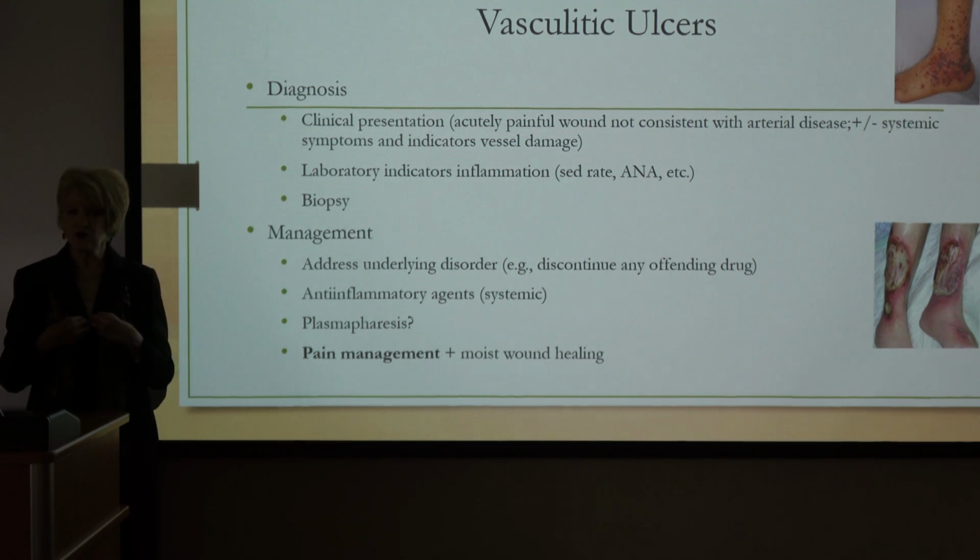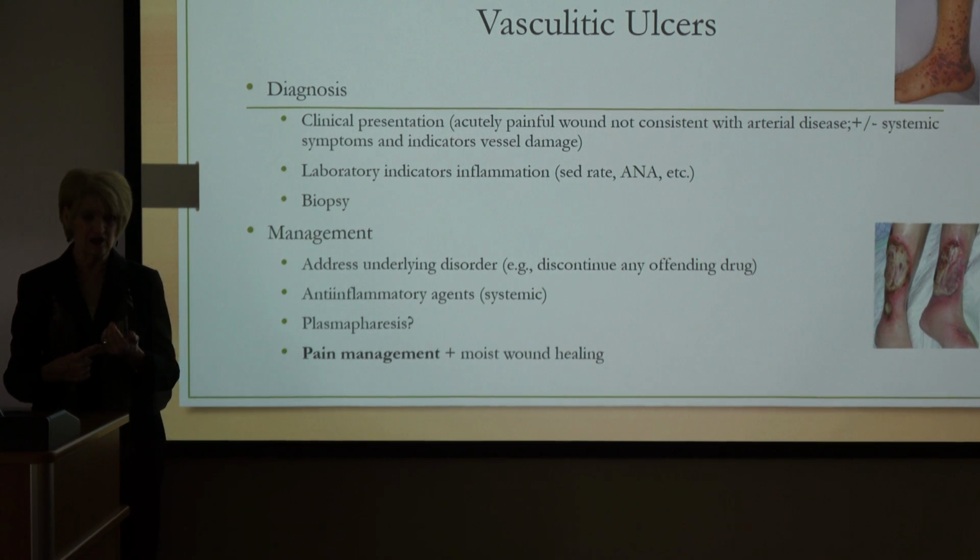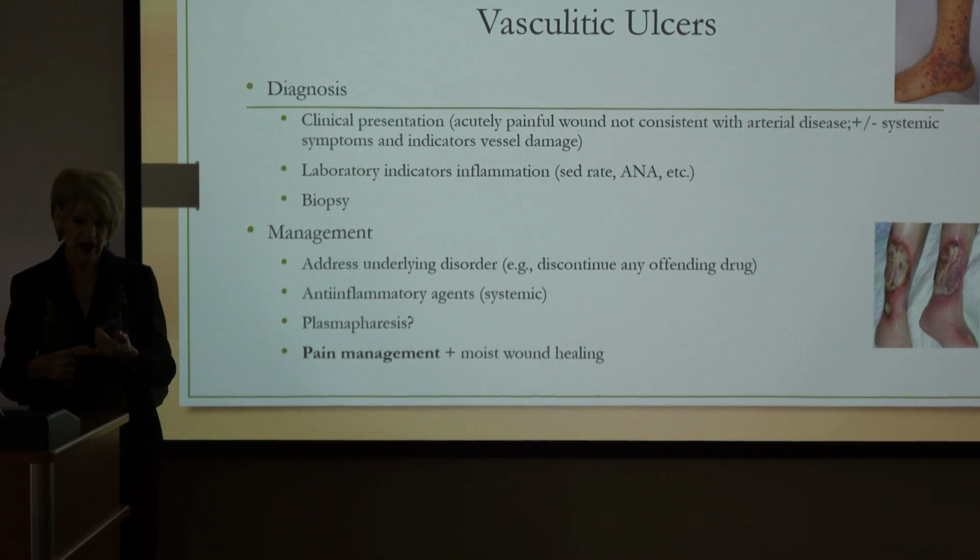So if we see a wound that looks as if it might be a vasculitic ulcer, what are our major responsibilities? Initiate a consult so that the underlying condition can be identified and treated. Assure adequate attention to pain management, and continue with moist wound healing.